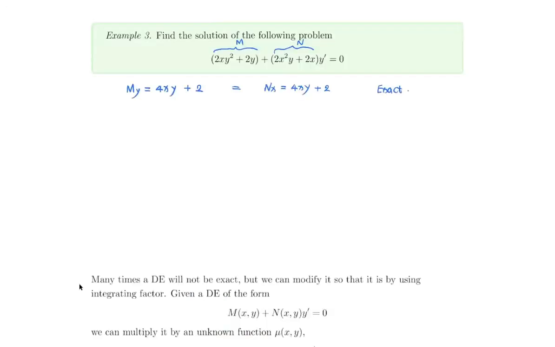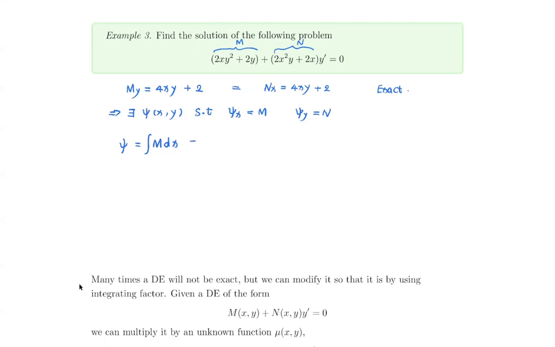So this means there exists a function psi such that psi of x equals m and psi of y equals n. Now we can solve for psi because we know those two are true. So if you take the integral on both sides, you can find your psi. Okay, so your psi equals the integral of m dx.